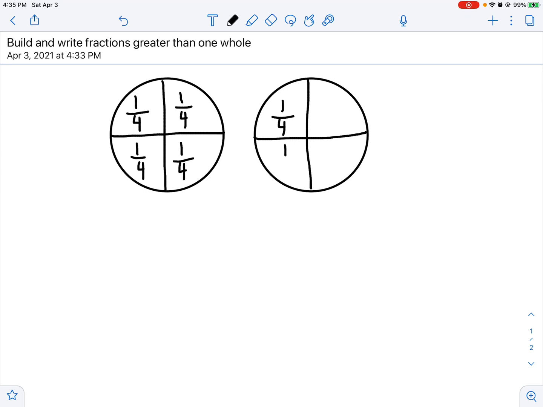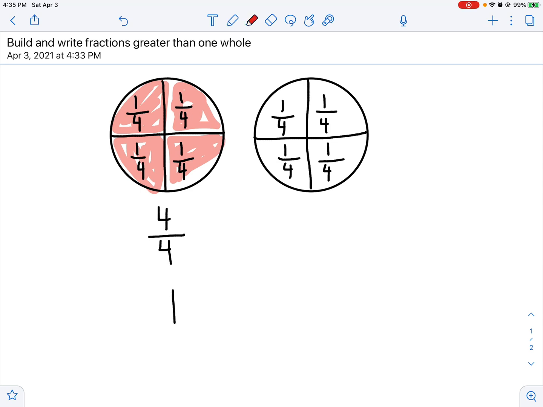Now, you'll notice that I have more than just 4 pieces, don't I? I have 8 pieces, in fact, but I have more than one orange, right? So in one whole orange, I have 4 fourths because I have 1, 2, 3, 4 fourths. 4 fourths is another way of saying 1 whole. In my other orange, I also have 4 fourths, right? Because remember, it was 2 separate oranges.